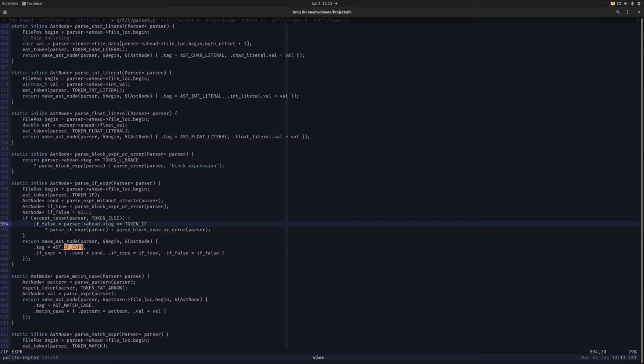So going back to the parser, this is exactly what happens. If we have an if, then we parse an if expression. Otherwise, we parse a block expression, or an error if this is something else than a block. And finally, once we have that, then we create the AST node with the parser. We allocate it through the mempool. We say that the beginning is the position where we started parsing this, and we say that the AST node should be of tag if expression, and the if expression field should be equal to a structure containing the condition set to this condition, if true to this if true, and if false to this if false.